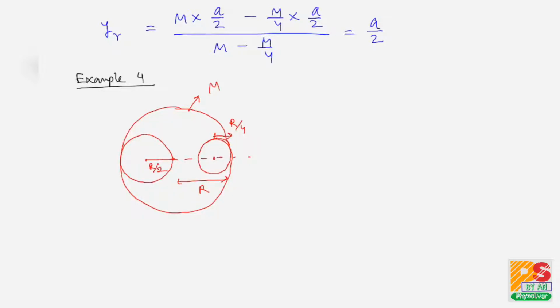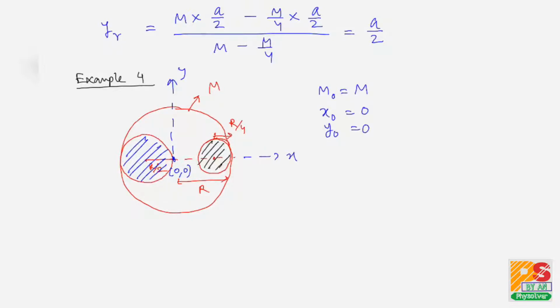Two portions are removed. Okay, this is the first portion and this is the second portion. You have to find the position of center of mass of the remainder. Suppose this is the x-axis and this is the y-axis, so this is the origin. Therefore I can say for the whole disk, m naught is the initial mass m, x naught is 0, y naught is 0. Okay, now two portions are removed.